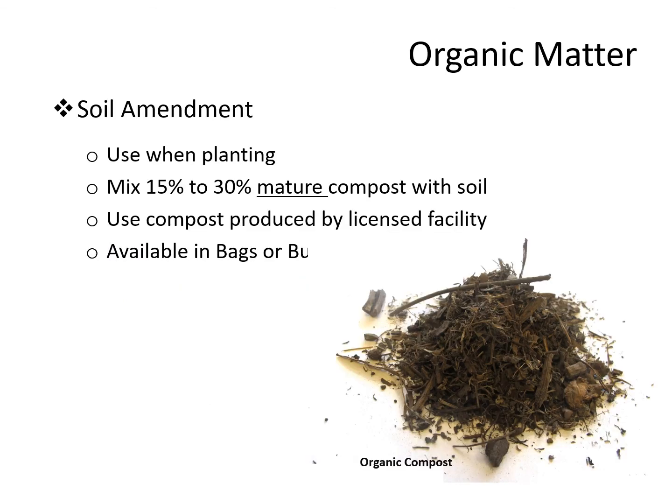So when we add organic matter, if we're working with natives, we might add 15%. That would be true for also those very arid climate succulents too. But if we have a more traditional horticultural species, we might add 30% of the soil volume as a compost amendment. And this is available in bags or bulk.